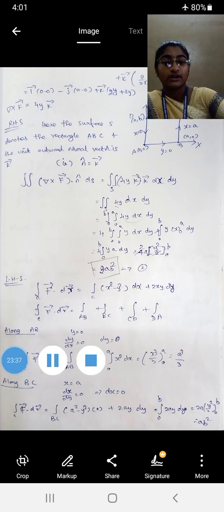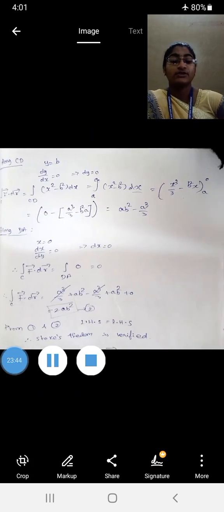We already found the right hand side of the Stokes theorem as 2ab square. Here we find the value for the left hand side of Stokes theorem as 2ab square. Thus the left hand side and right hand side of our Stokes theorem are equal. Hence Stokes theorem is verified.